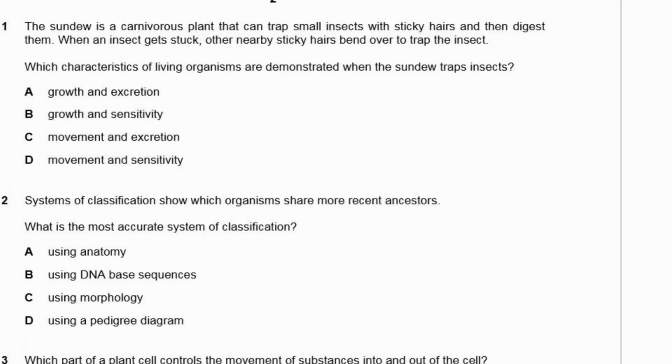Question 1. The sundew is a carnivorous plant that can trap small insects with sticky hairs and then digest them. When an insect gets stuck, other nearby sticky hairs bend over to trap the insect. Which characteristics of living organisms are demonstrated when the sundew traps insects? Is it growth and excretion? Growth? Nope, it's not getting any bigger. Is it getting rid of waste products? No, it's not excretion.